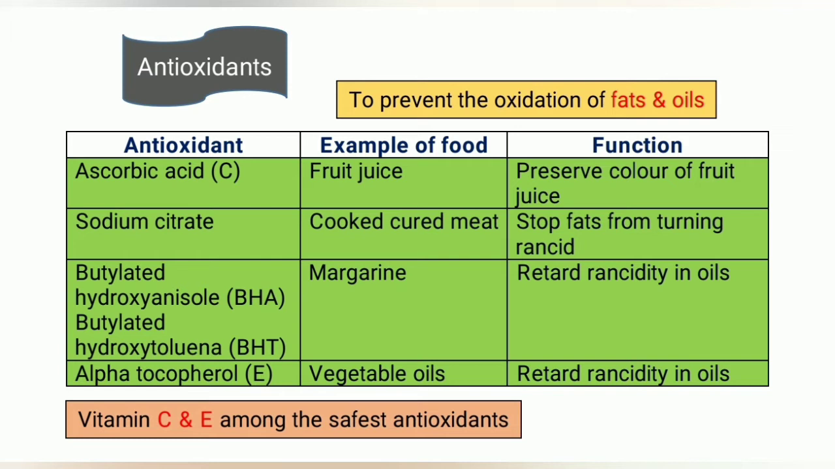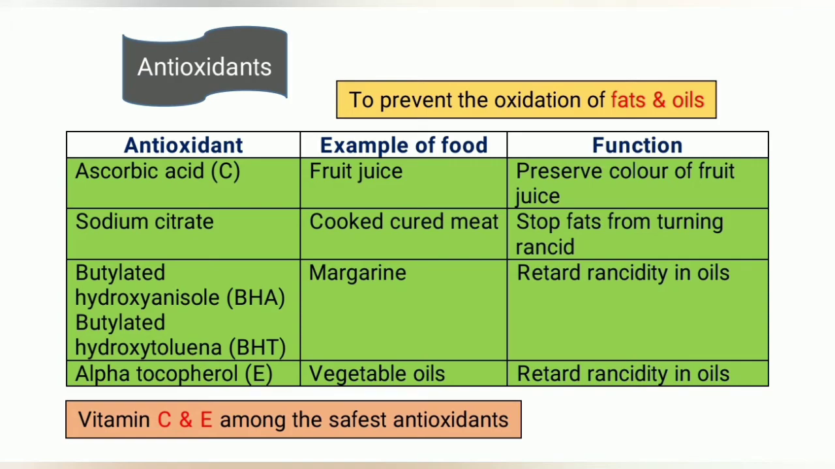Vitamin C and E are among the safest antioxidants known because vitamin C inhibits the formation of carcinogenic nitrous amines, stimulates the immune system, and protects against chromosome breakage. Vitamin E neutralizes free radical compounds before they can damage cell membranes and help to reduce the risk of heart disease and cancer.